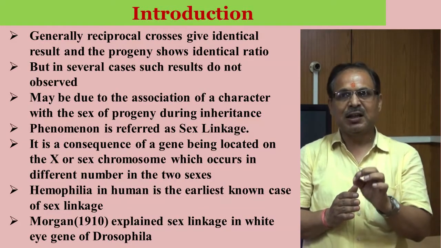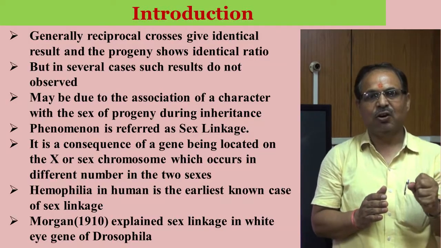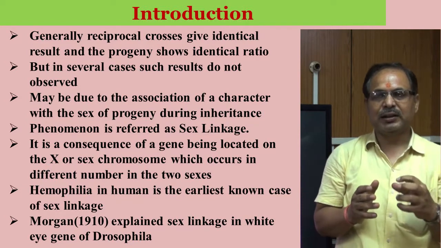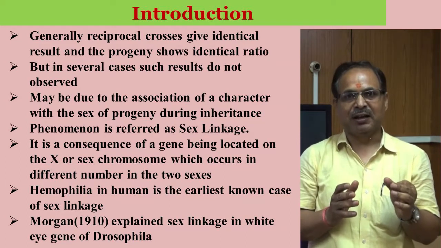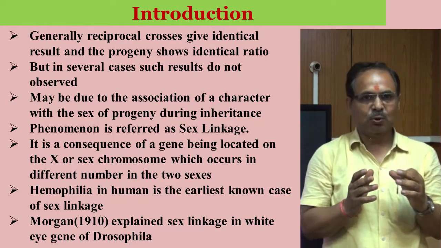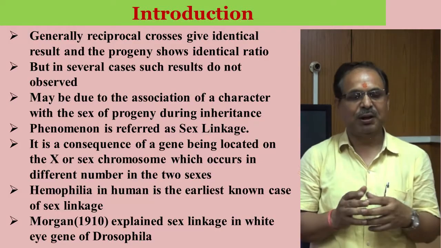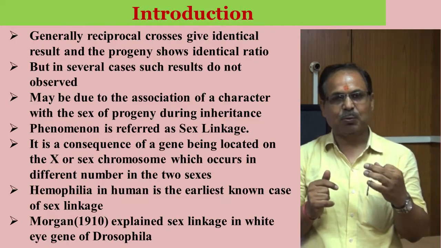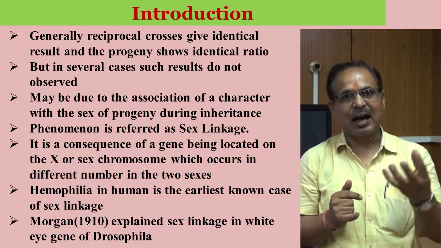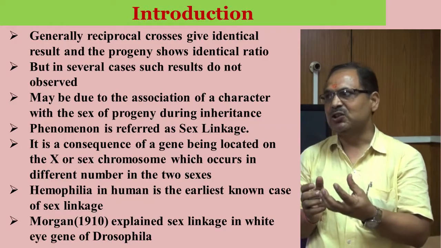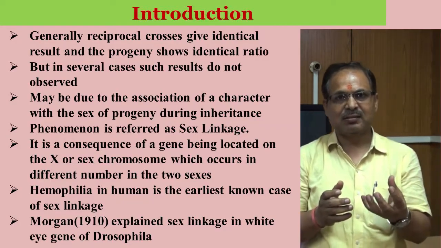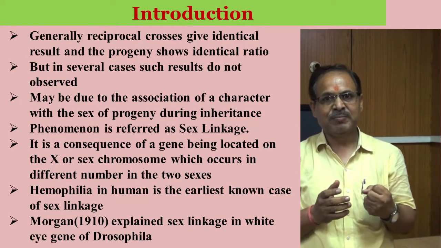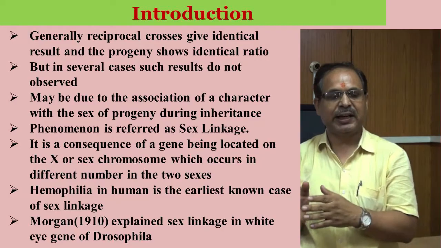That's why we get the yield or other traits, other characters, in an insignificant manner. So we don't go for reciprocal crosses in breeding programs. In reciprocal crosses, the results are identical and the ratio of segregation is also identical as per the Mendelian ratios. But there are some cases where this segregation does not take place.